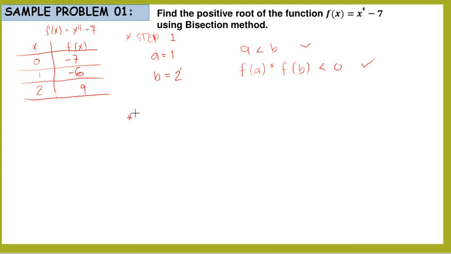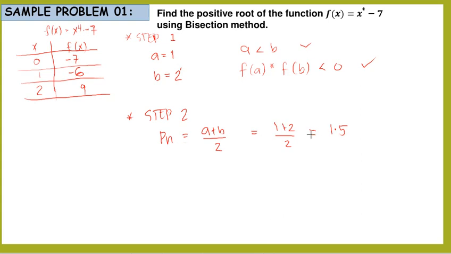So after finding the 2 points, sabi natin, yung step 2 natin is to solve for the midpoint, yung Pn, that is (A plus B) over 2. So yung Pn natin is equal to (1 plus 2) over 2 is equal to, ilan ito? 1.5. So yan yung magiging Pn natin. Okay? So para mas madali natin ma-solve yung iteration ng bisection method, mag-create tayo ng table para hindi tayo malito.